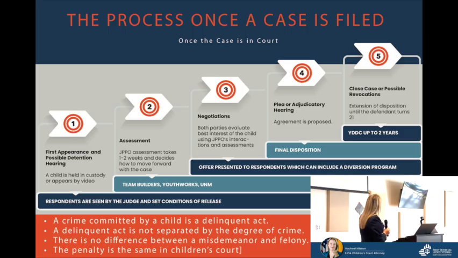So most cases end up in an adjudicatory hearing where an agreement is proposed and we reach that final disposition. From there, if they successfully complete all of their program, their treatment, whatever is ordered, we can close out the case. However, if they're struggling or they violate or they pick up new charges, we can revoke their probation and extend the disposition. This can be extended all the way up until they're 21.